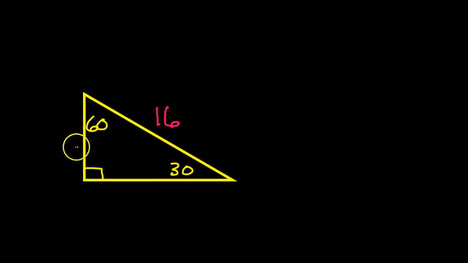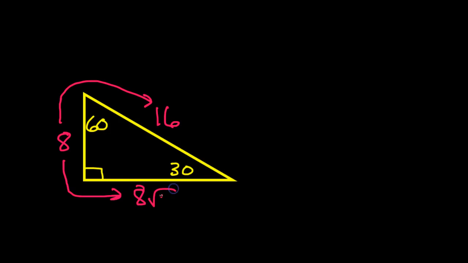Shouldn't you be able to tell me what the short leg is right now? Sure, if the hypotenuse is 16, that comes from doubling the short leg. So that would mean that the short leg must be 8. And then once you have the short leg, you would be able to tell me what the long leg is. You take the short leg and put a radical 3 on it. So starting with the hypotenuse, we can work backwards, and by taking half of that, that gives us the short leg, which in turn tells us what the long leg is going to be.